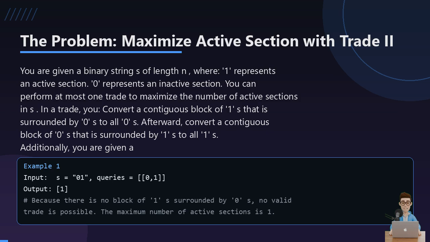You're given a binary string of length n, where each character is either a 1, meaning that section is active, or a 0, meaning it's inactive. Your goal is to make as many sections active as possible. To do this, you're allowed to make at most one trade, which happens in 2 steps.